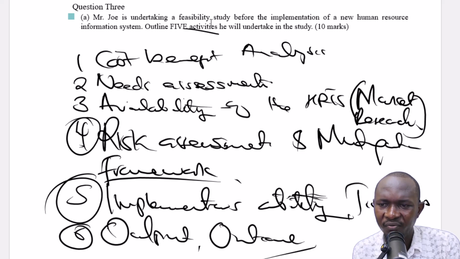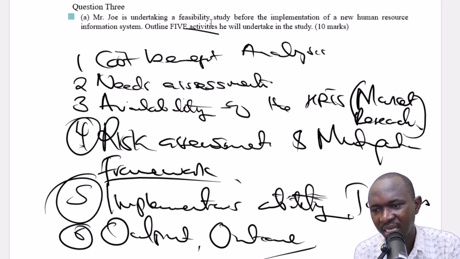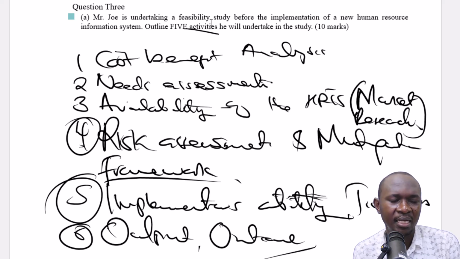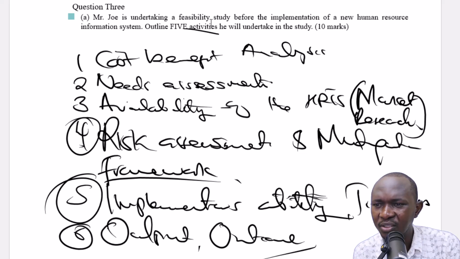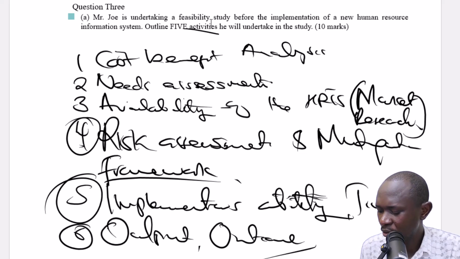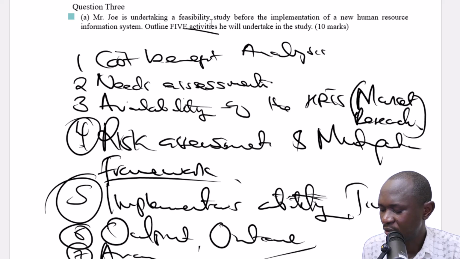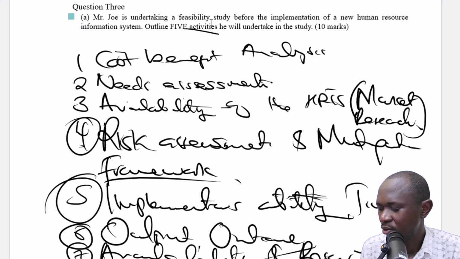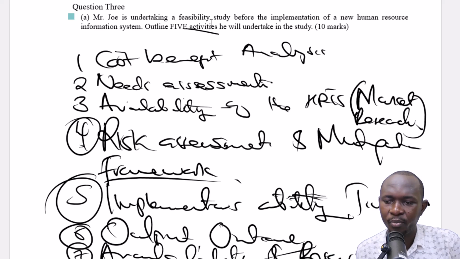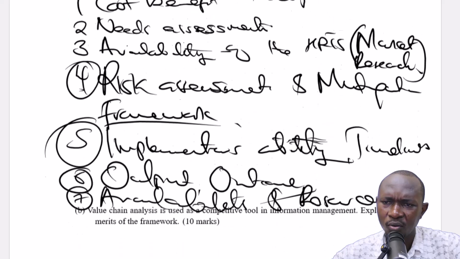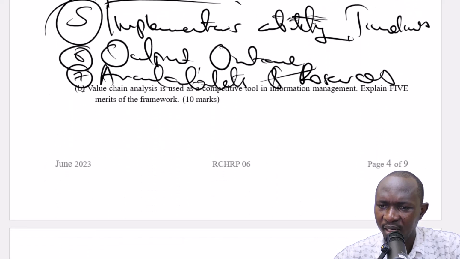So cost-benefit analysis, need assessment, availability of the HRIS or the entire market research, risk assessment and mitigation framework, implementers' ability, and even the resource. They can talk of the availability of resources and budget. Very important. All these are points. You can pick any of them anytime.